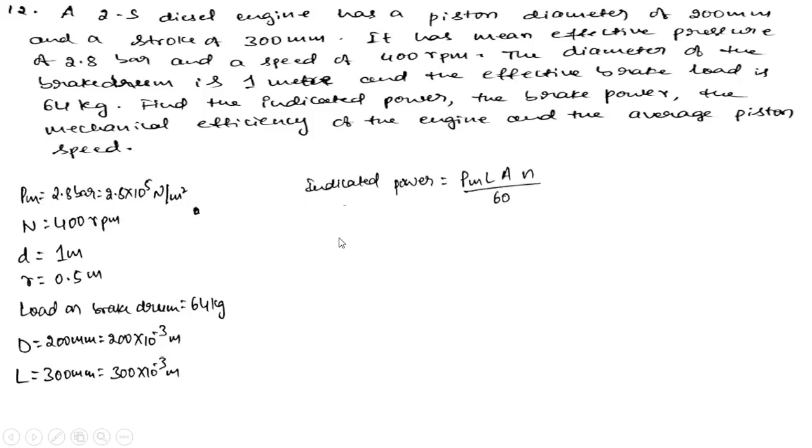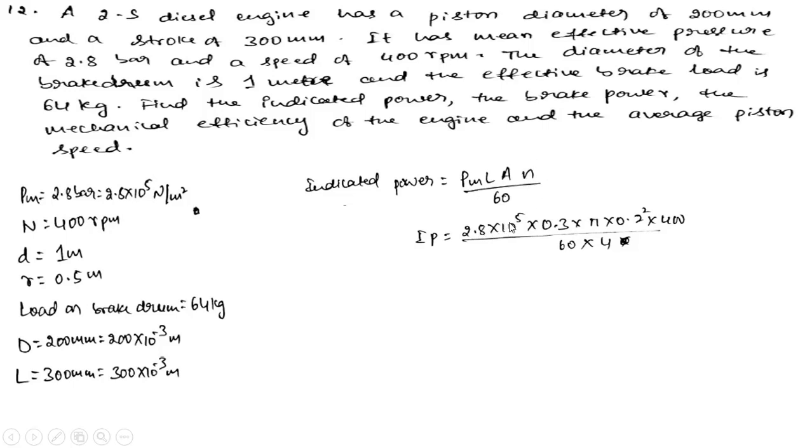Next we will go to indicated power here. We need to calculate indicated power. Write that IP is equal to P m L A N by 60. Here it is a two-stroke engine, so n is equal to N only. So it means this lowercase letter n is equal to uppercase letter N. Number of cycles is equal to speed of the engine.